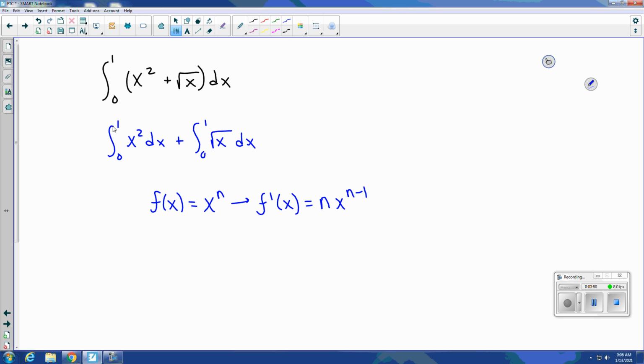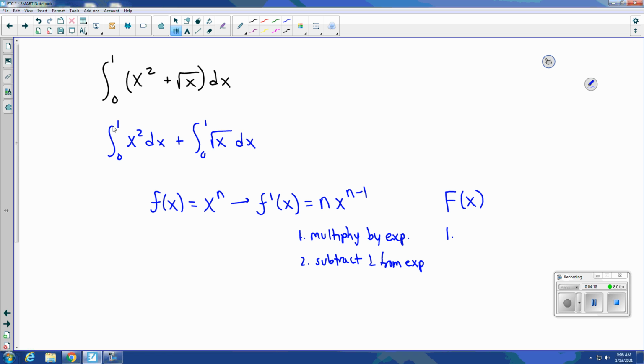So again, what this is saying, to get from the function to the derivative, we multiply by the exponent and then subtract 1 from the exponent. So that's how we get the derivative. But what if we want the antiderivative, capital F? We have to reverse that process.